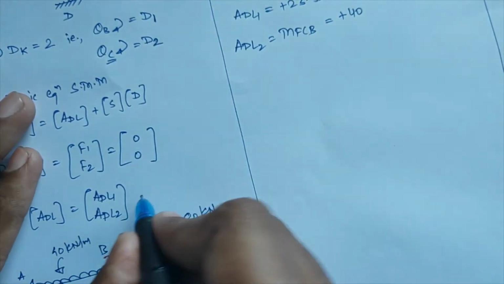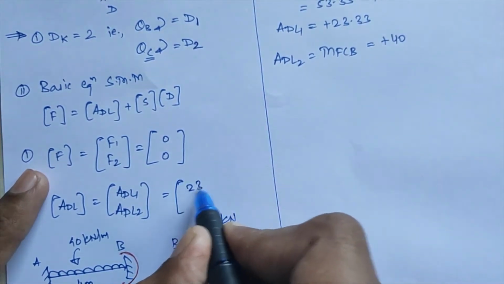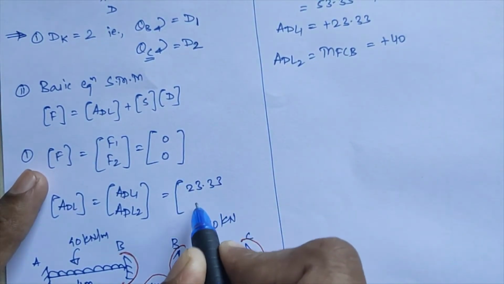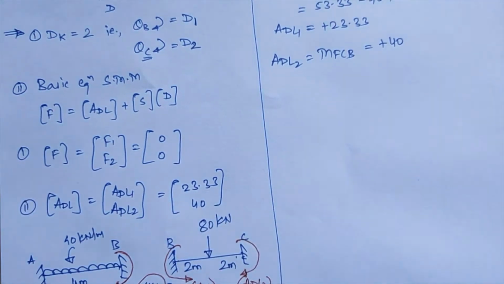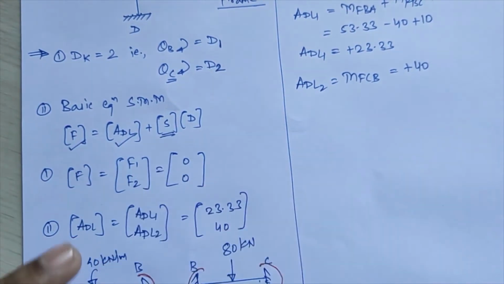Okay, so these two values I have got are ADL1 and ADL2. ADL1 I am getting as 23.33 and ADL2 I am having as plus 40. So this will be my second matrix, that is, the F matrix is done, ADL matrix is done. Now we'll move to your stiffness matrix, that is S, right?